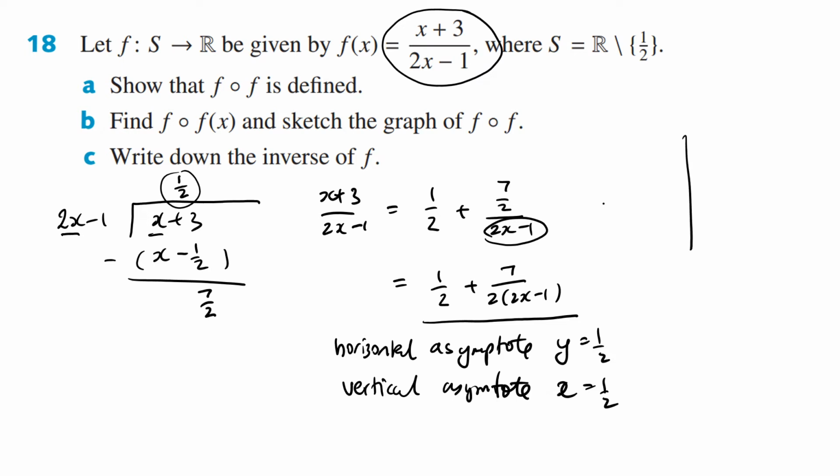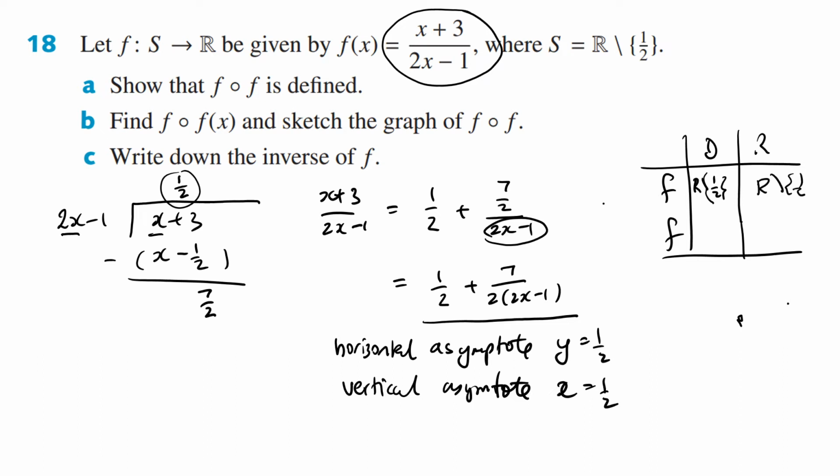Now we can draw up a little domain and range table. So we've got domain and range. Let's just put f and f, even though it doesn't make a whole lot of sense. But as it turns out, the domain of f was R except a half. Squiggly brackets not going in properly. And the range was R except a half.